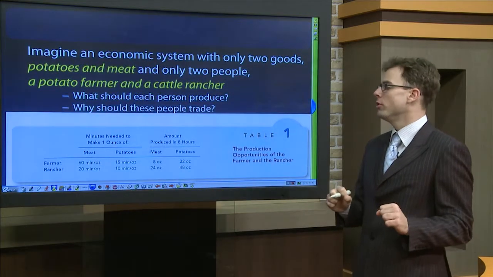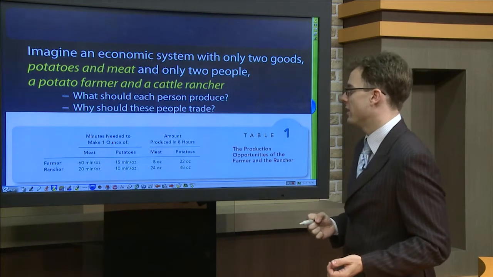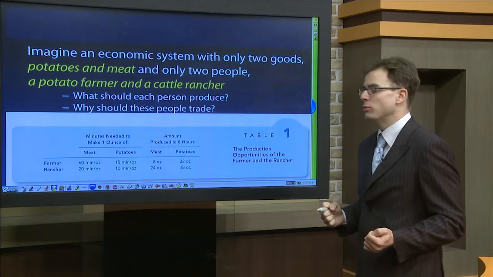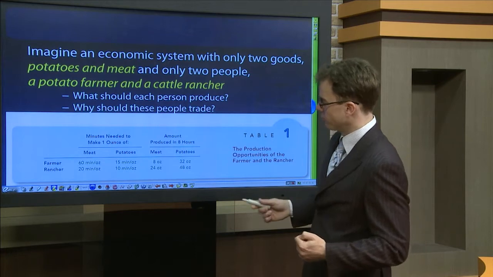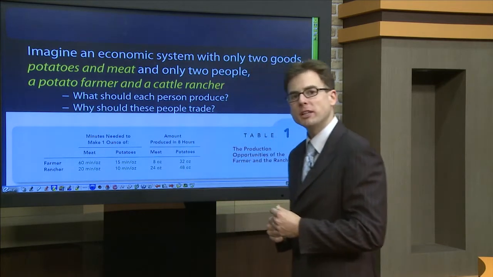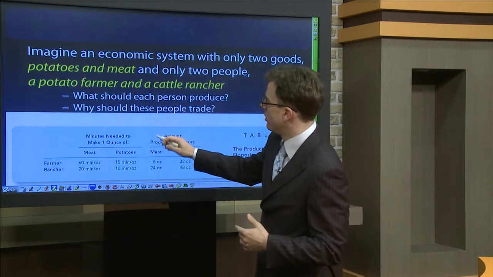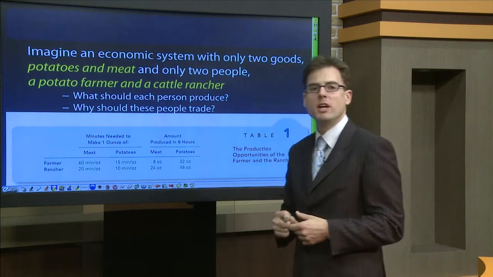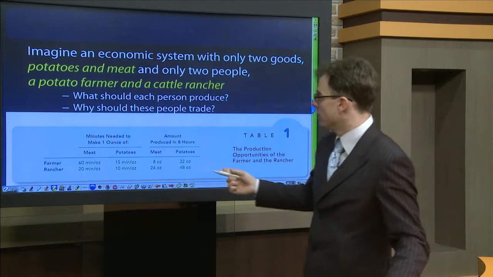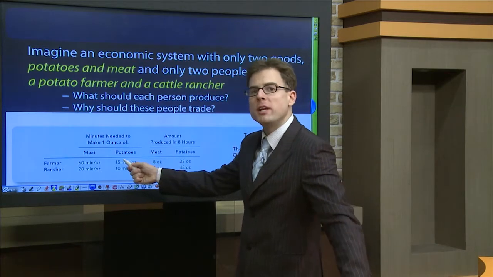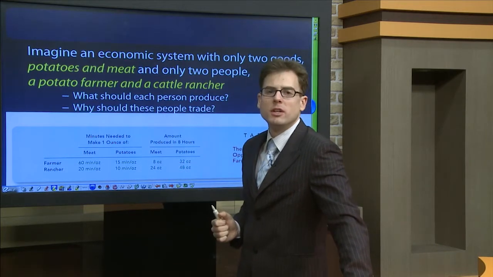For a simple example, let's assume that we have two individuals, a farmer and a rancher, and suppose we have information about their production possibilities. This is an example from the textbook, so you can easily follow it in the book. This is the information that we are given about production possibilities of the two individuals. We can look either at the left-hand side of the table or the right-hand side. Both of them give us the same kind of information.